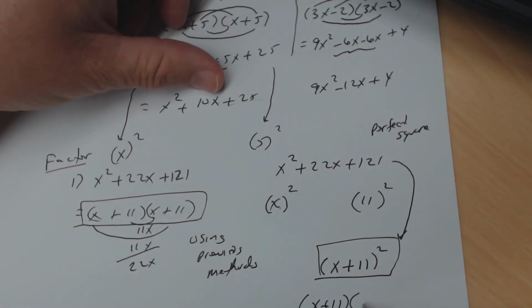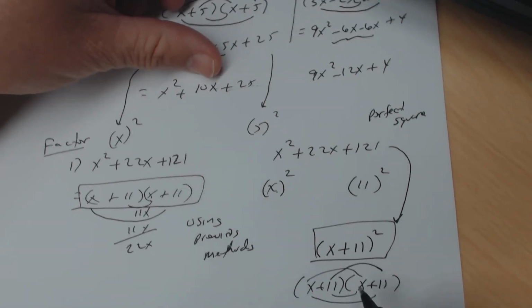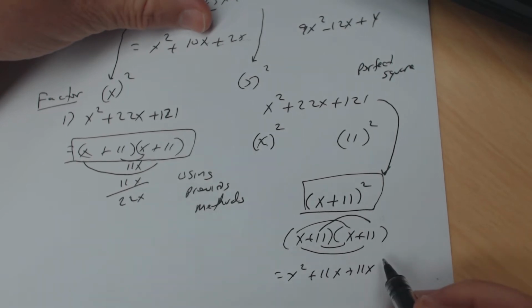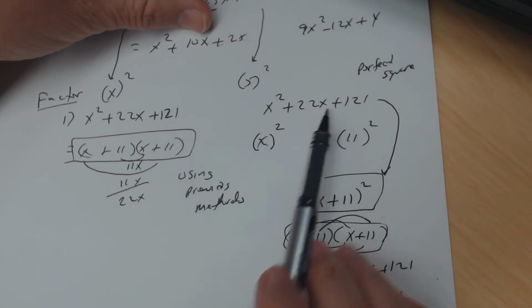X plus 11 times x plus 11. X times x is x squared. The outer is 11x. The inner is 11x. And the last is 11 times 11, right here. 11 times 11 is 121. And so I get x squared plus 22x plus 121. All right, so there's your answer. So again, this is a perfect square trinomial.